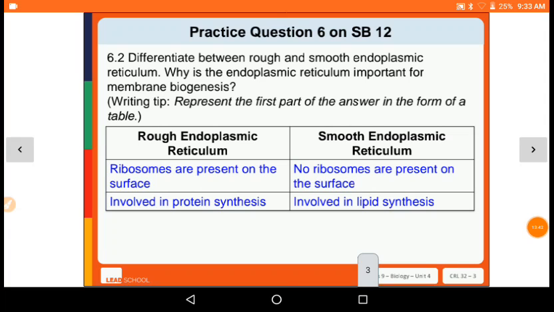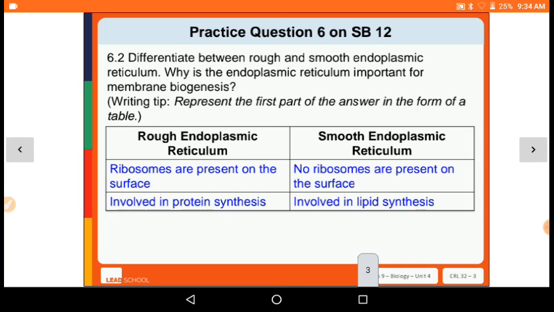Okay, the second question is: why is endoplasmic reticulum important for membrane biogenesis? What is membrane biogenesis? Membrane biogenesis is the process of formation of biological membrane, and it involves the synthesis of cell membrane with the help of lipids and protein.